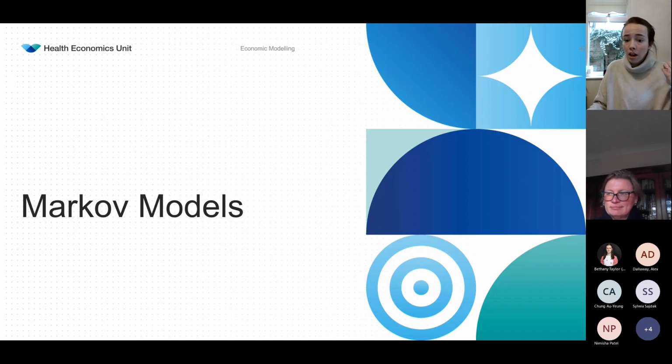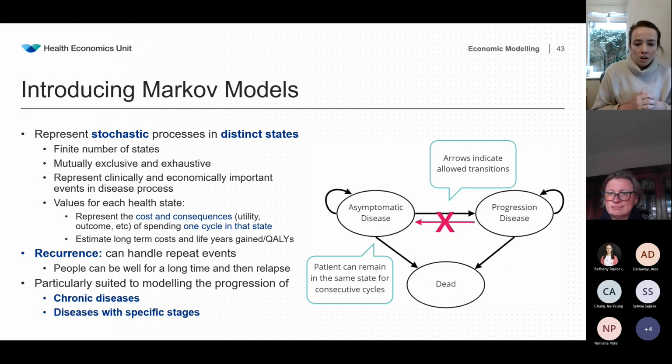So another type of decision model that we might use is a Markov model. Show of hands, who knows what a Markov model is? At least a simple version of one. Emma does. And now raise your hand if you've used a Markov model for work in some way.